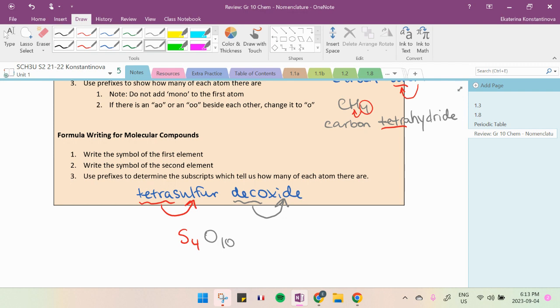And that is a quick summary of how to name and write formulas, or what we call nomenclature, for your chemical compounds. Make sure you do lots of practice on this. The better you get, the easier balancing will be for you, and you will see we're going to use it almost every single day in chemistry in grade 11.